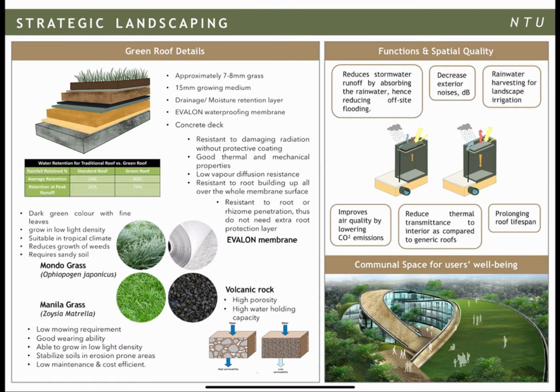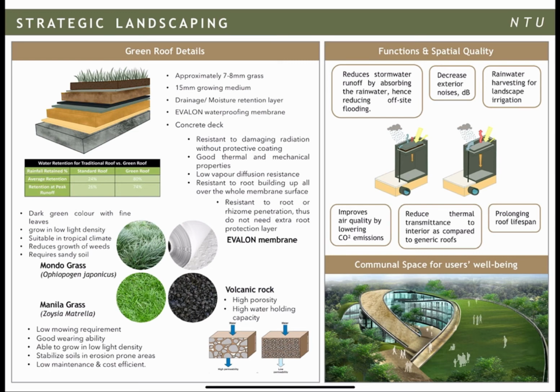There are 4 main materials that are being used in the green roof. The first one will be the mondo grass. It is a dark green color with fine leaf. It grows in low light density and it is suitable in the tropical climate. It also reduces growth of weed and requires sandy soil.